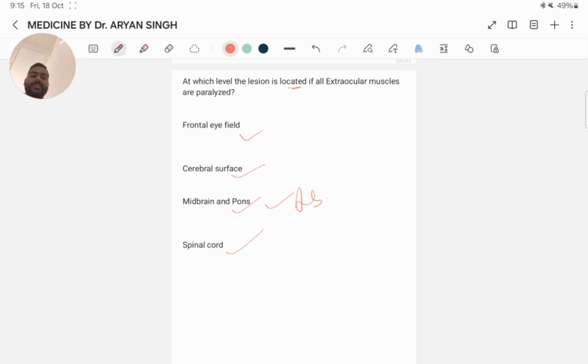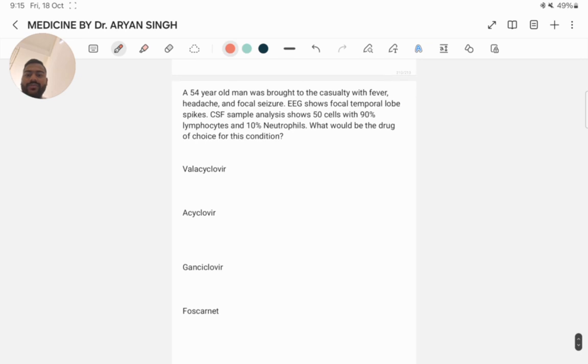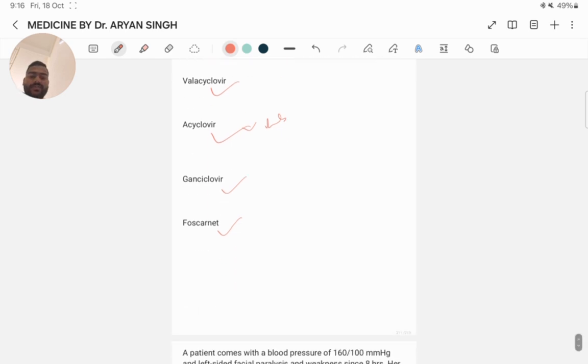Hence extraocular muscles are paralyzed. Next question. A 54-year-old man was brought to the casualty with fever, headache, and focal seizure. EEG shows focal temporal lobe spikes. CSF sample analysis shows 50 cells with 90% lymphocytes and 10% neutrophils. What would be the drug of choice for this condition? Acyclovir, ganciclovir, or foscarnet. Here the correct option is acyclovir, because the focal temporal lobe spikes along with the symptoms of fever, headache, and seizure indicate HSV meningitis. The empirical therapy of HSV is acyclovir.